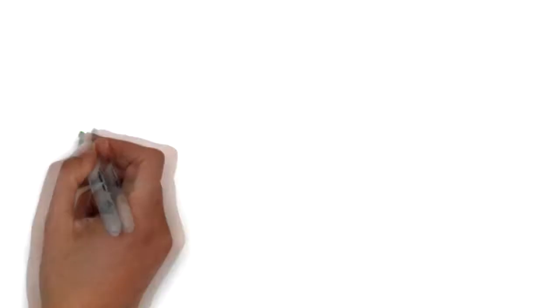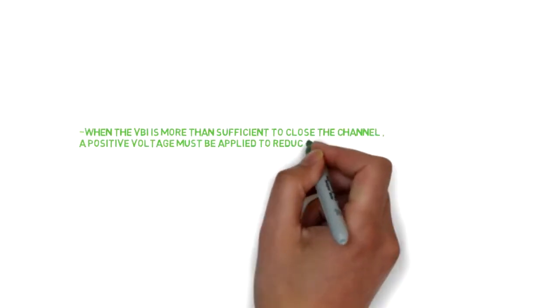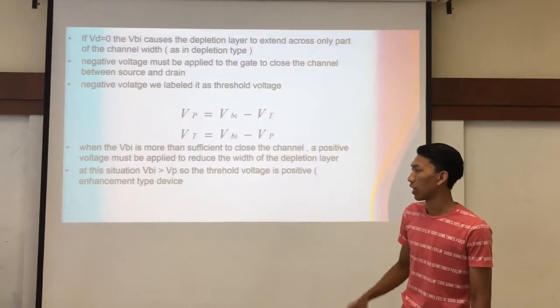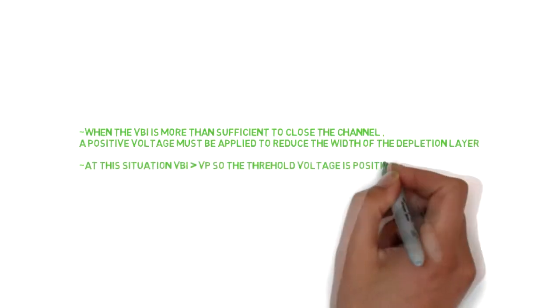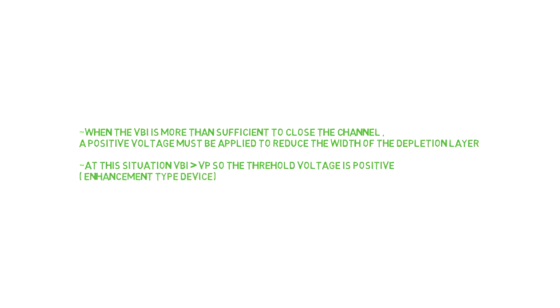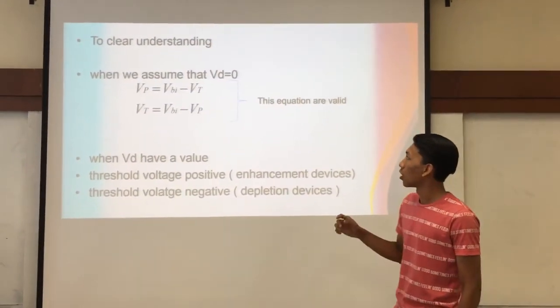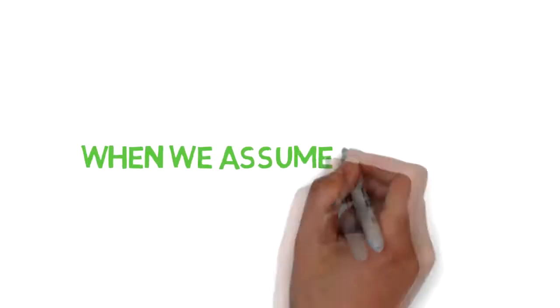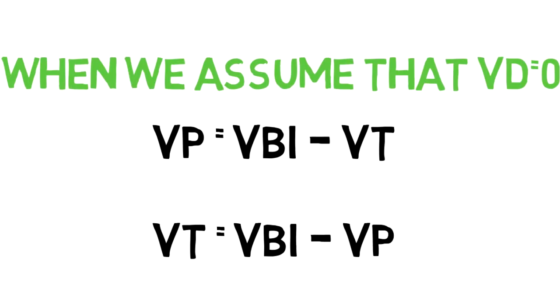When the Vbi is more than sufficient to close the channel, a positive voltage must be applied to reduce the width of the depletion layer. In this situation, Vbi is larger than Vp, so the threshold voltage is positive. It will be an enhancement type device. For clearer understanding, we assume that Vd, the drain voltage, equals 0, Vp = Vbi minus Vt, and Vt = Vbi minus Vp.